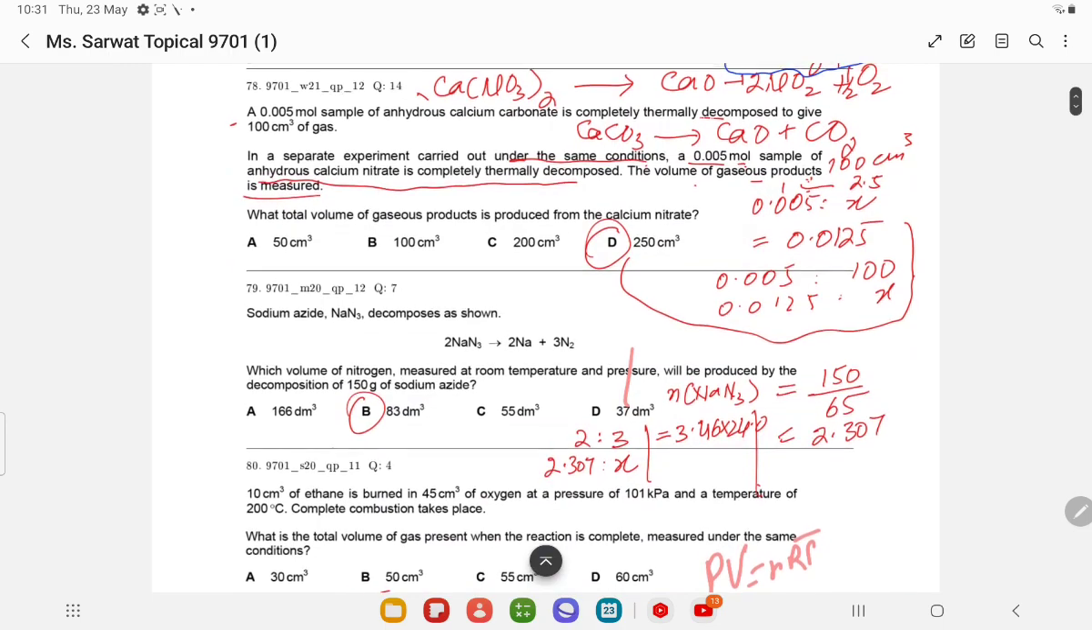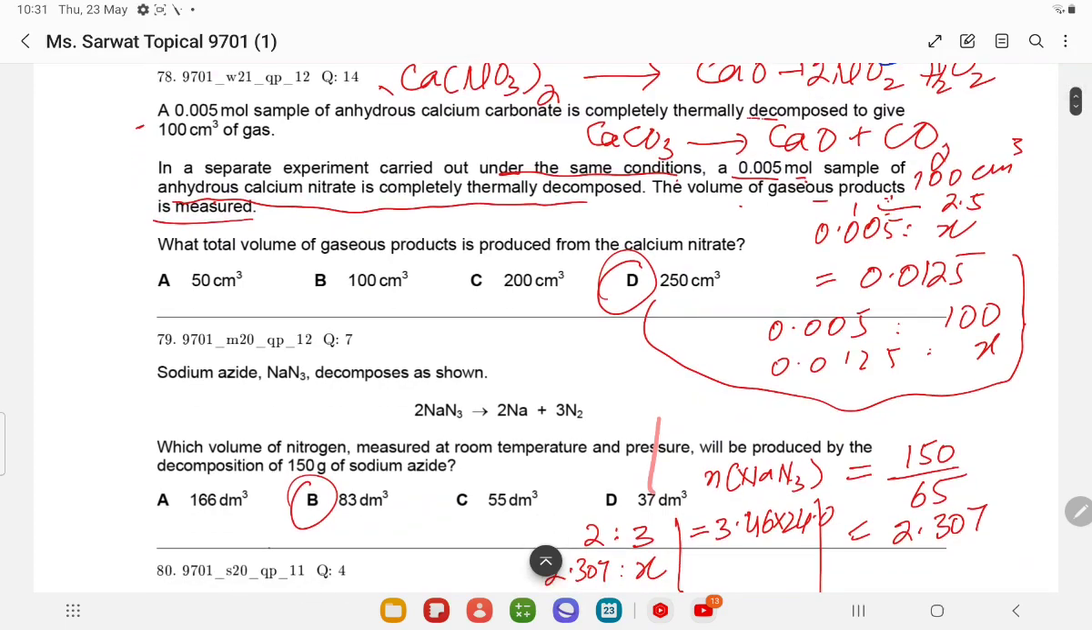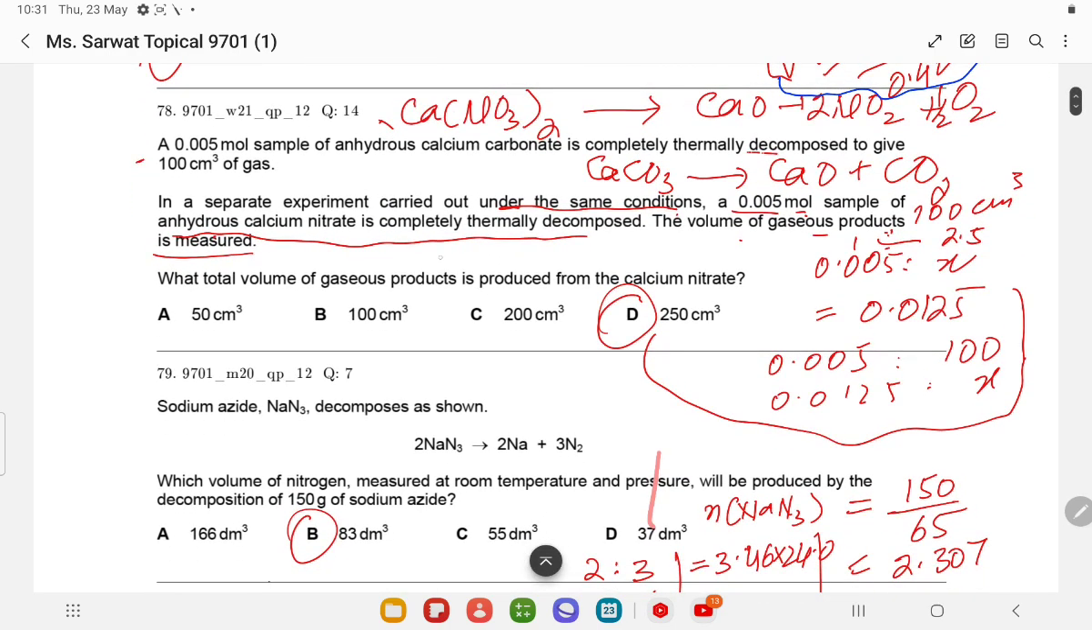So next question is, 0.005 mole of sample of anhydrous calcium carbonate is completely thermally decomposed to give 100 centimeter cube of gas. In a separate experiment carried out under same conditions, 0.005 mole of sample of anhydrous calcium nitrate is completely thermally decomposed. The volume of gaseous product is measured. What total volume of gaseous product is produced from the calcium nitrate?